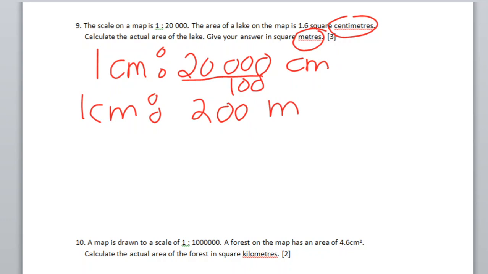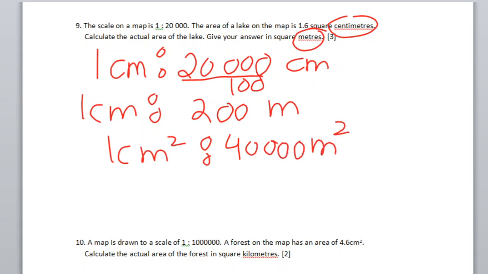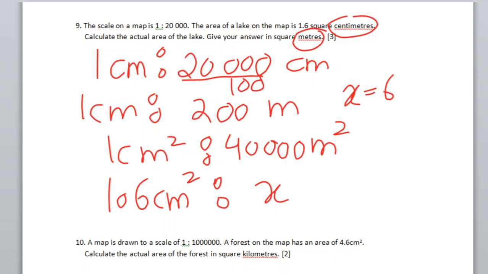We need ratio of the area, so take square on both sides. 1 centimeter square corresponds to 40,000 meters square. 1.6 centimeter square will correspond to what value in meters square? So multiply 40,000 with 1.6 and we get 64,000, which is the answer. Meter square.